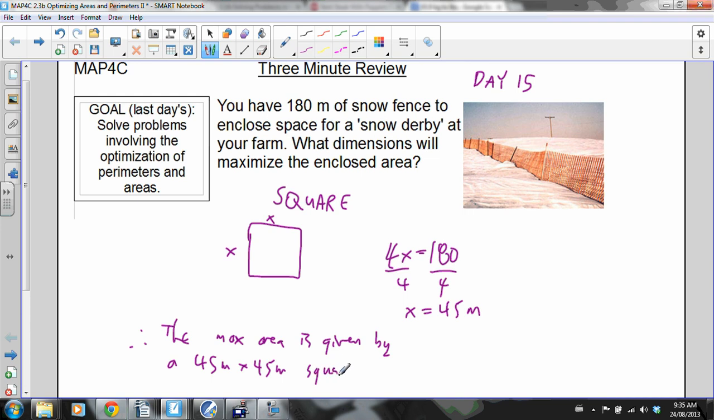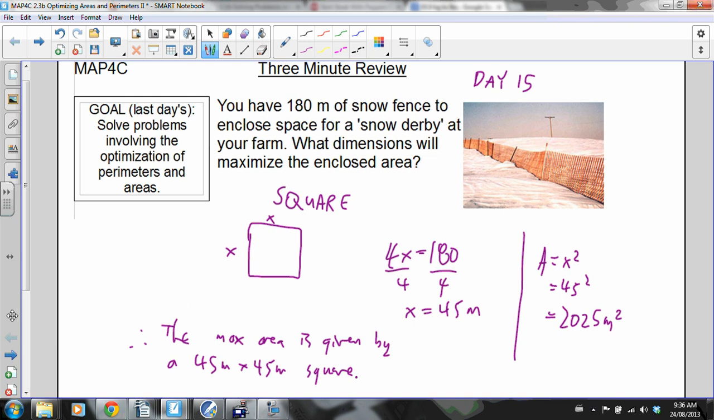And just for comparison's sake, I'm actually going to find the area of that square. X times x, length times width, 45 squared. And that is 2025.